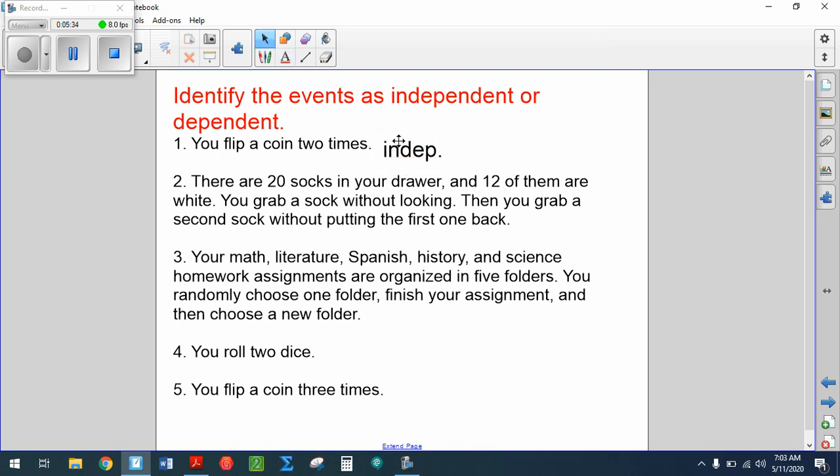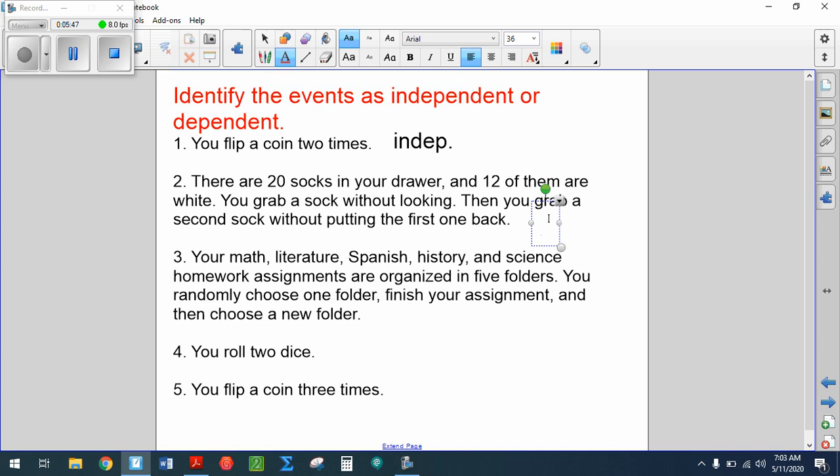For number 2, it says there are 20 socks in your drawer, 12 of them are white. If you grab a sock without looking, then you grab a second sock without putting the first one back, that's an example of dependent events, because you didn't put the first sock back. And why would you? If you're trying to put socks on, you're just going to grab one, put it on, grab another one.